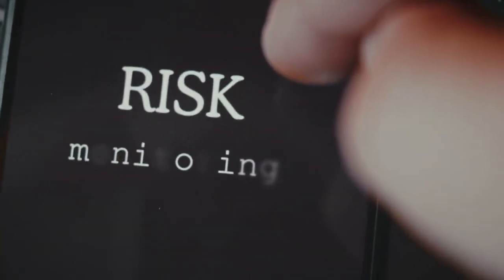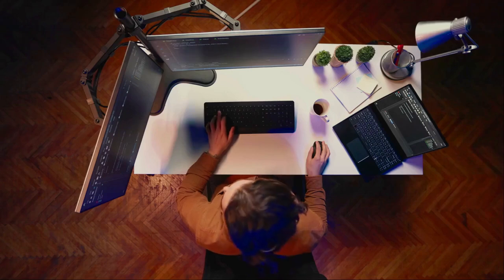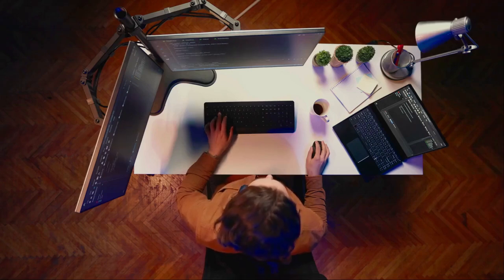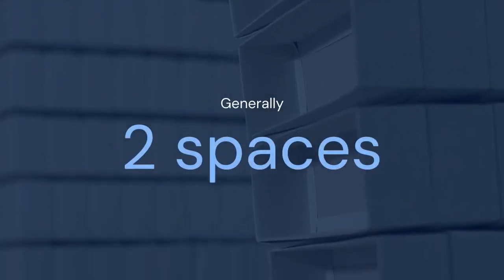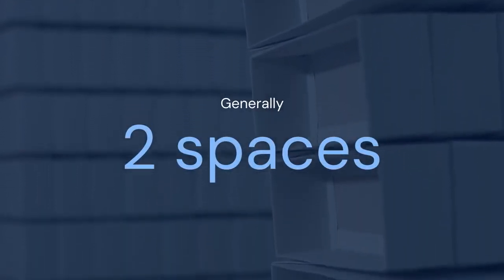Proper indentation is crucial in YAML. It defines the structure and hierarchy of your data. Make sure you use consistent indentation throughout your file. Generally, 2 spaces are recommended for indentation.